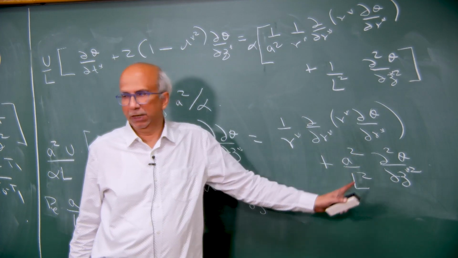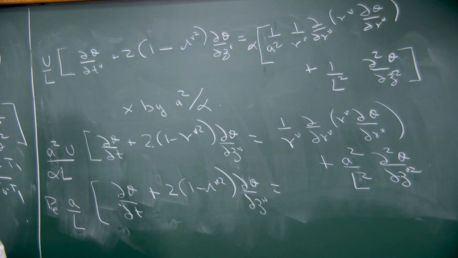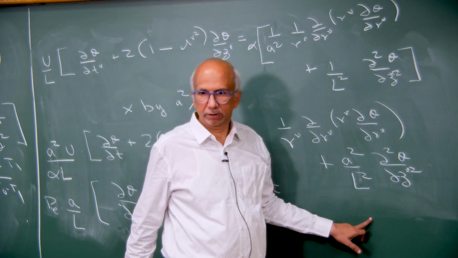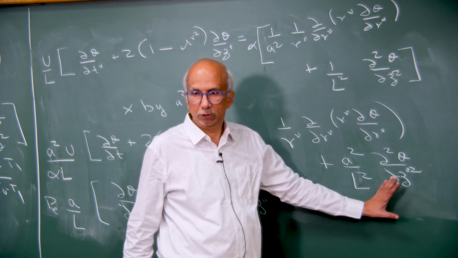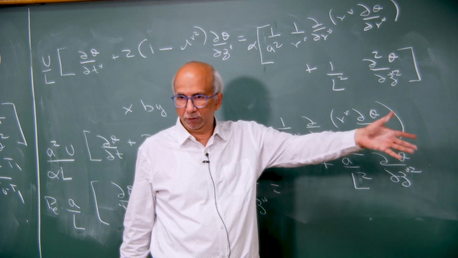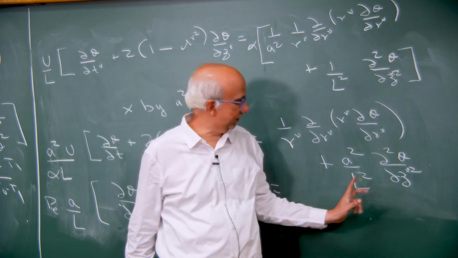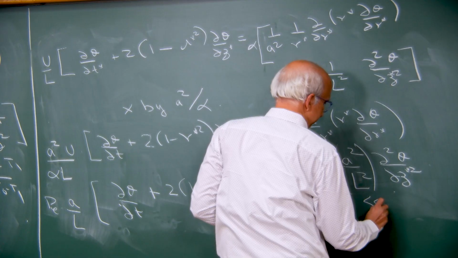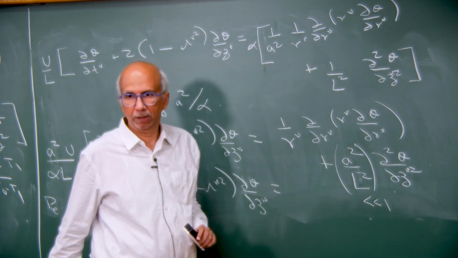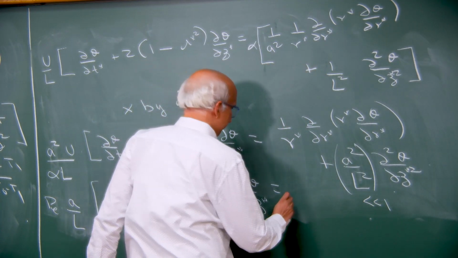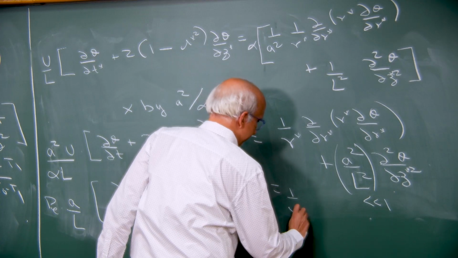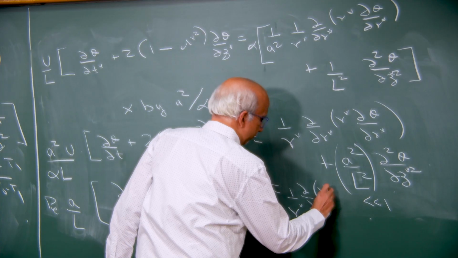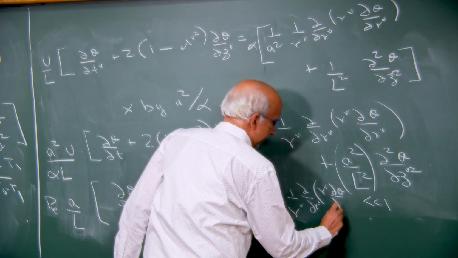now you see the way I have scaled it, because L is much larger than A, A squared by L squared is much lower. Okay. So, that is what I wanted. I wanted to neglect the axial conduction. So, this is basically going to be very small, very much less than 1. And so, this can be written approximately as 1 by r star d by d r star of r star d theta by d r star.